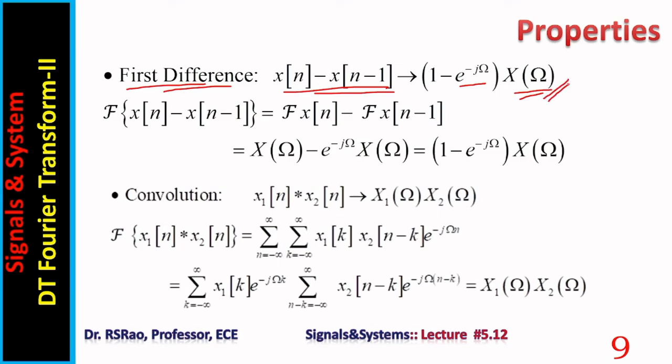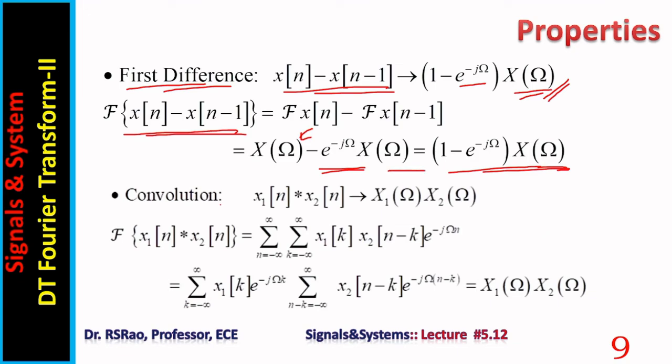To know how this property has come into being, consider the transform of x of n minus x of n minus 1. Using linearity property, it can be shown this is equal to transform of x of n minus transform of x of n minus 1. Transform of x of n is X of omega. Transform of x of n minus 1 is e power minus j omega X of omega. Therefore, transform of the difference x of n and x of n minus 1 becomes equal to 1 minus e power minus j omega multiplied by X of omega.